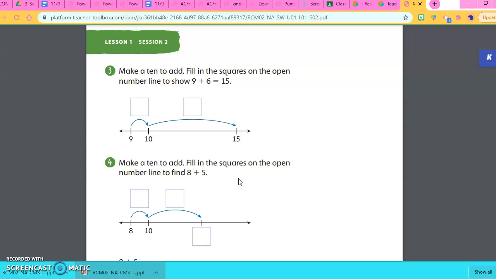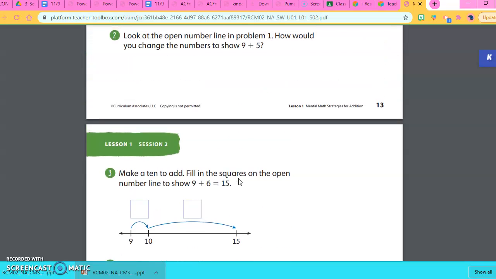And then this page as well. After you finish these 2 pages, take a picture and post it to Google Classroom as your math assignment for today.